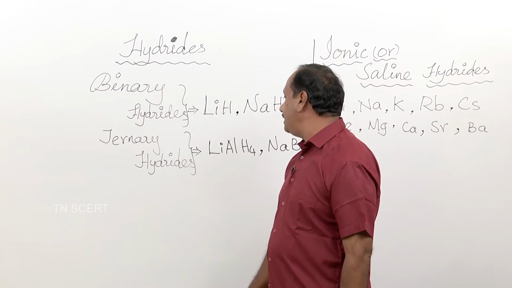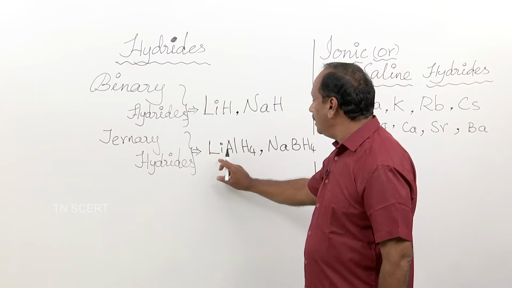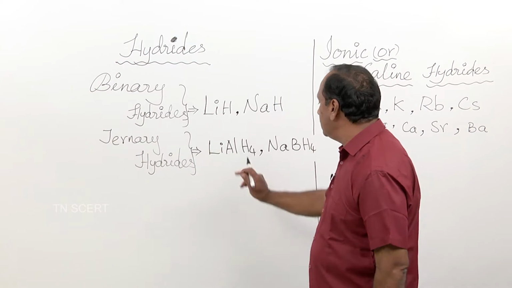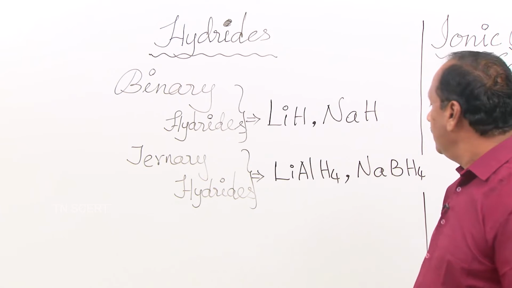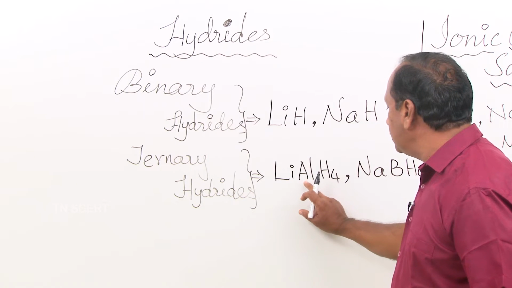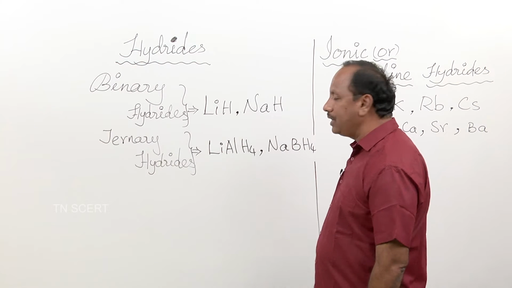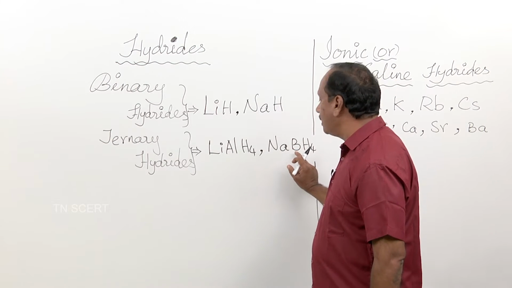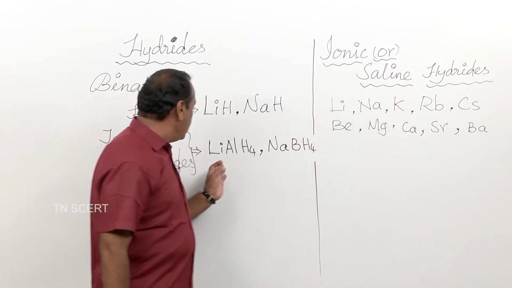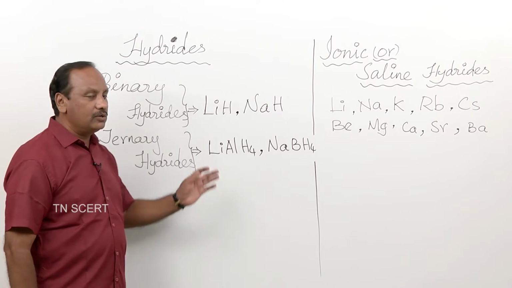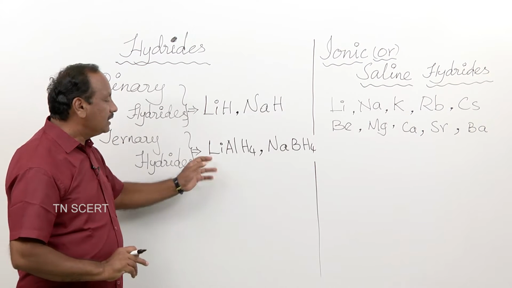And then in ternary hydrides, hydrogen is combined with two metals. One of these metals is an alkali metal. For example, lithium aluminum hydride and sodium borohydride. In lithium aluminum hydride, hydrogen combines with aluminum and lithium. So, lithium is the alkali metal. In sodium borohydride, hydrogen combines with boron and sodium. So, sodium is the alkali metal. So, in ternary hydrides, hydrogen is combined with two metals, one of these metals is an alkali metal.